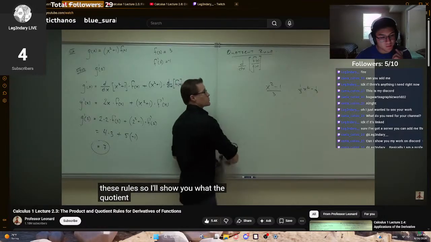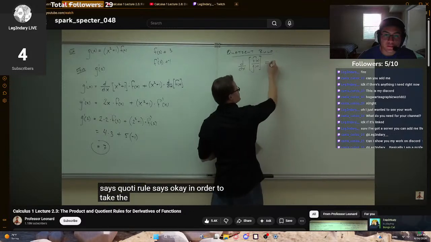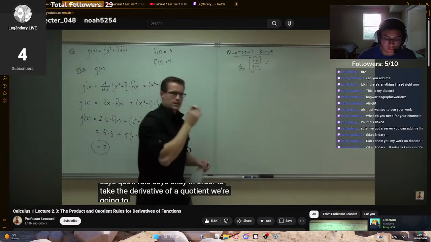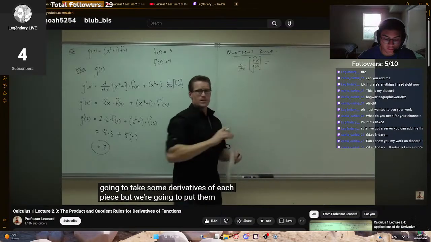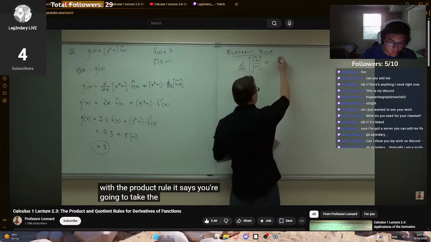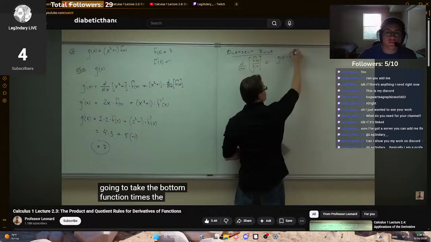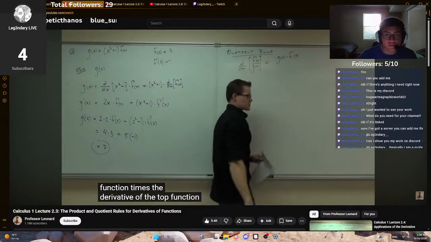So I'll show you what the quotient rule says. Quotient rule says, okay, in order to take the derivative of a quotient, we're going to take some derivatives of each piece, but we're going to put them together in a unique way, just like we do with the product rule. It says you're going to take the bottom function times the derivative of the top function.